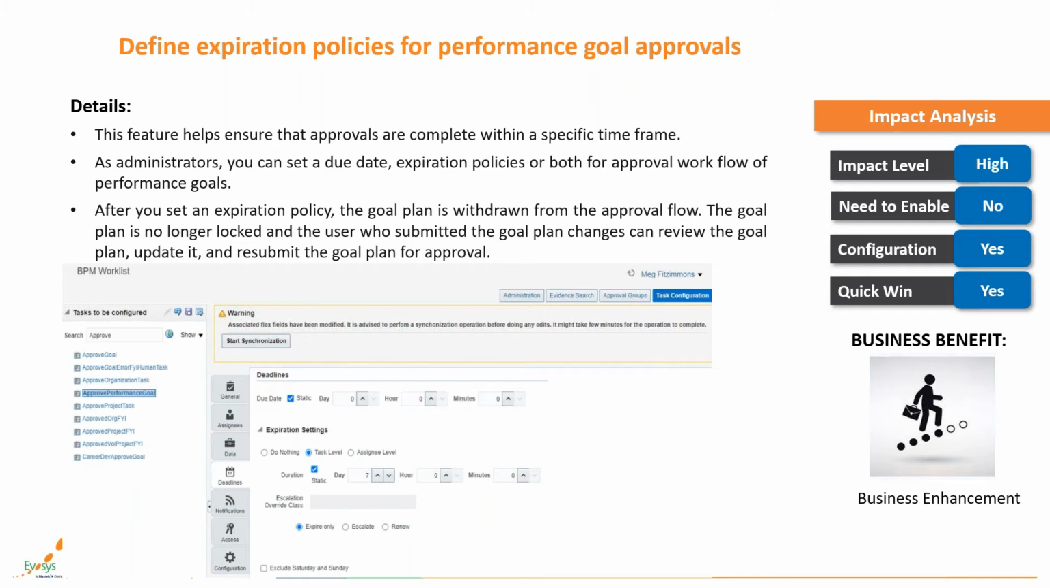Previously, the goal plan was locked for an indefinite time, and you needed to go and terminate that transaction to unlock the goal plan for the employee. But now, by setting this expiration setting, you can control that. That's an excellent feature which has been introduced in 21B.